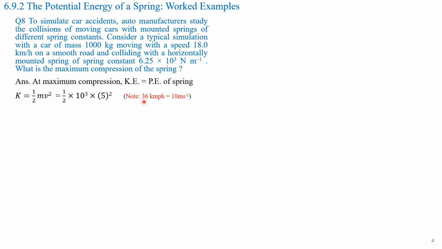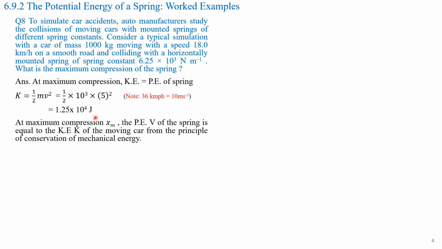Please note 36 kilometers per hour is equal to 10 meters per second, and in the given problem 18 kilometers per hour is the given speed. Therefore, that becomes 5 meters per second. So K is equal to half into 10 to the power of 3, that is 1000 kg, into 5 square. That is equal to 1.25 into 10 to the power of 4 joules.